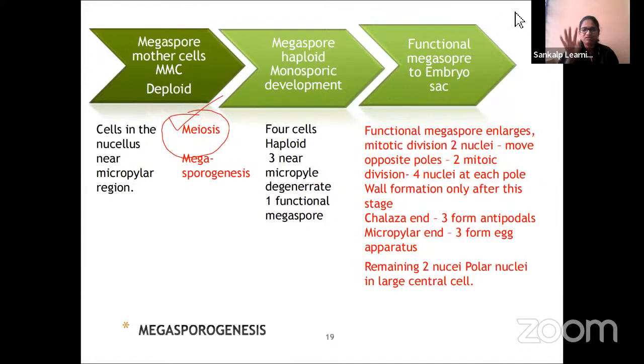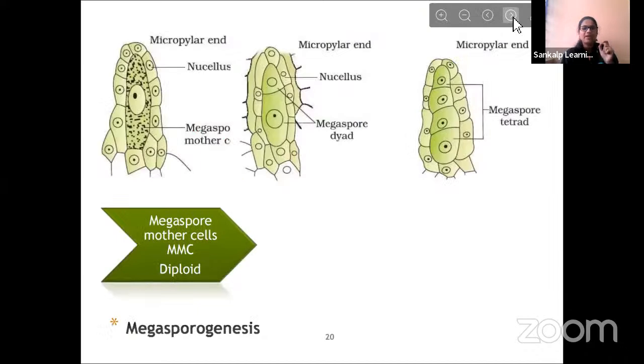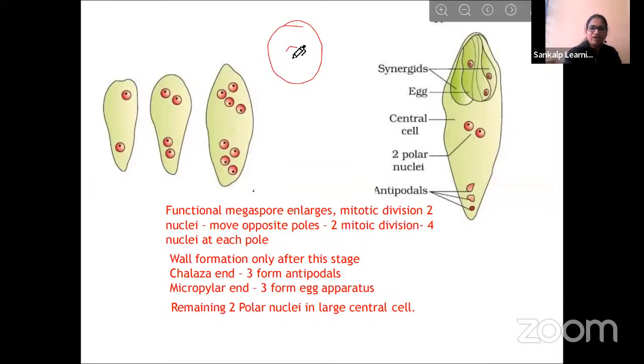Once meiosis occurs we get 4 cells, so we get 4 megaspores. Of these 4 megaspores, 3 will degenerate and 1 will be functional. That one functional megaspore will develop into the female gametophyte. This process from the megaspore mother cell to the functional megaspore we call megasporogenesis.